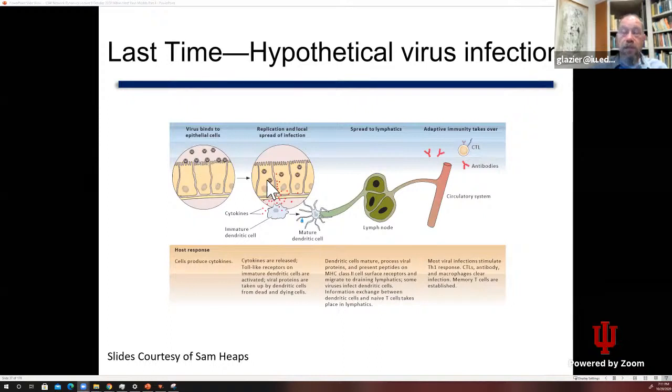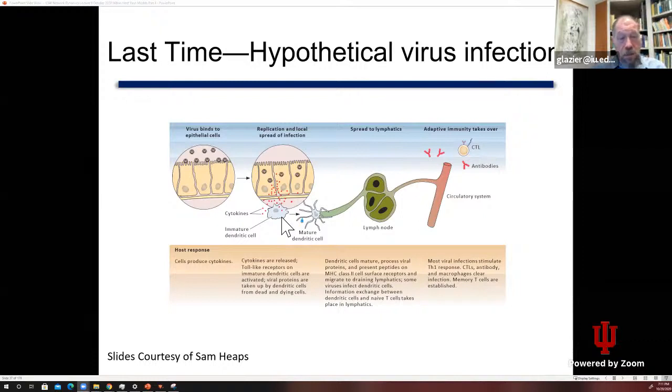Now the virus comes into the cells and begins to replicate. Those cells produce cytokines. Those cytokines are biochemical signals that tell the system that there is an infection. That would be true both for bacterial and for viral infections, although which cytokines are produced would be different probably. And it primes what are listed here as immature dendritic cells.